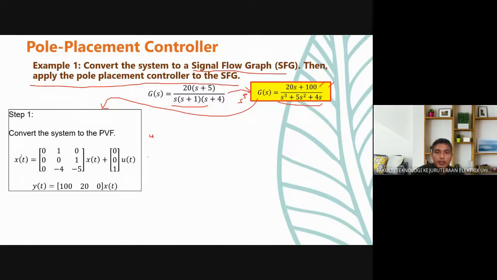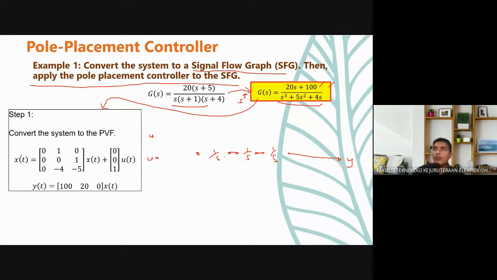You must start with U and end with the output Y. Because this is a third order system, you need to draw 3 integrators. 1, 2, 3. Integrator number 1, integrator number 2, and then integrator number 3. So you just connect them together.